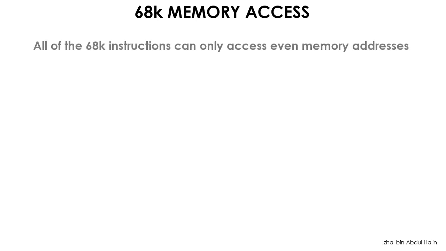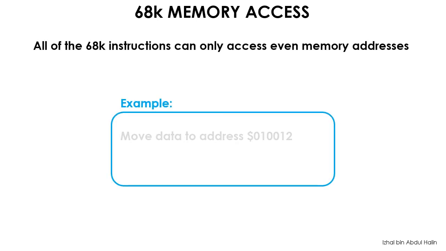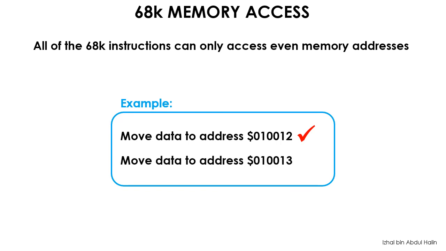Before we go on any further, we should know that a lot of the instructions for the 68K microprocessor can be used to access memory. This is done because operands are sometimes stored into memory or retrieved from memory. It is a fact that all of the instructions can only access even memory addresses. For example, to move data into address 010012 is permitted because the address is even. However, attempting to move data into address 010013 is not permitted because it is an odd address.